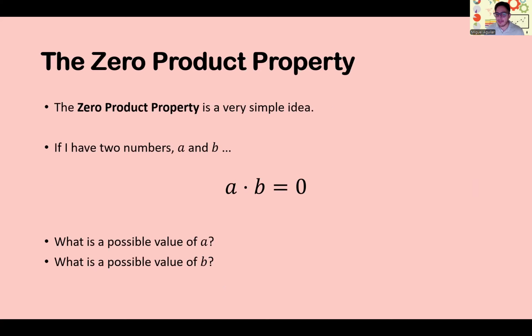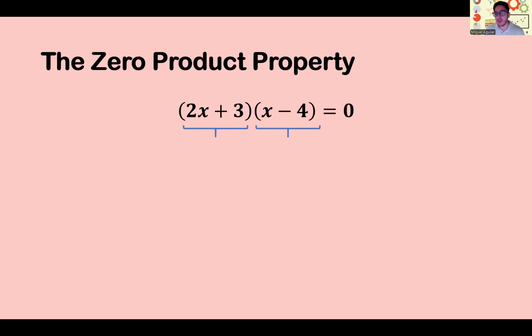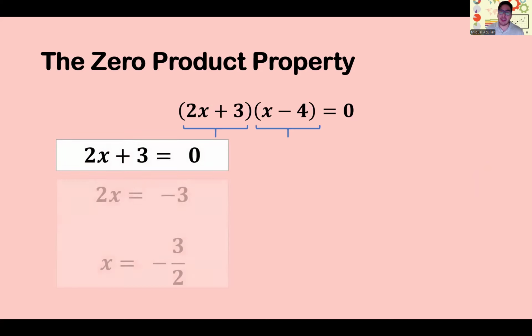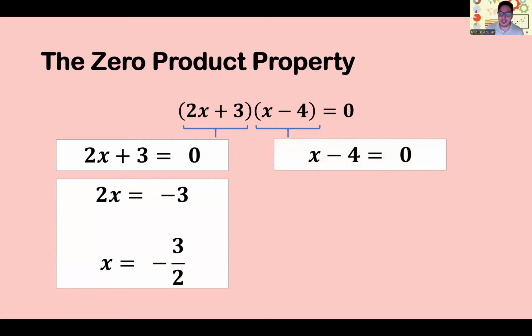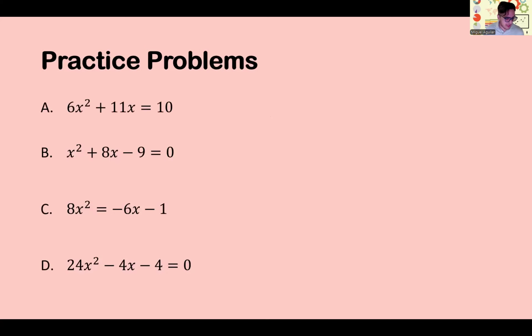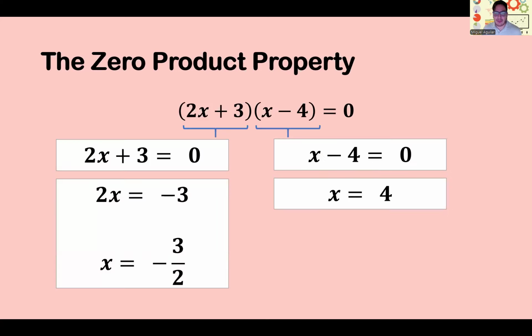Once we did that, we applied the zero product property, and then we went ahead and set each of those two factors equal to 0 so that we have two linear equations that we could solve using the techniques that we learned in Module 1, or refreshed for Module 1. Okay, so we got our two solutions there, -3/2 and 4.